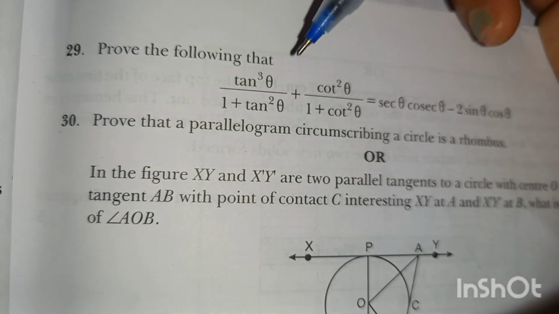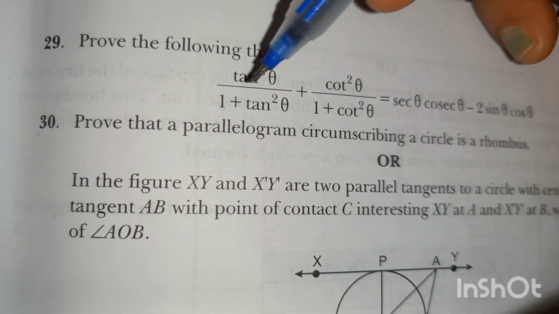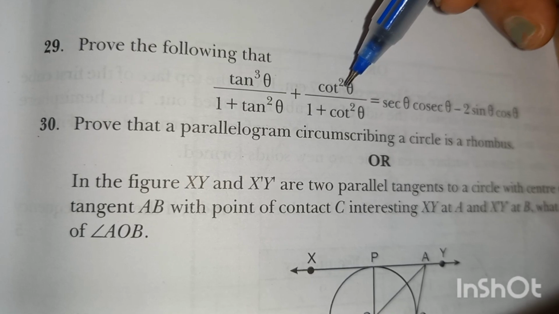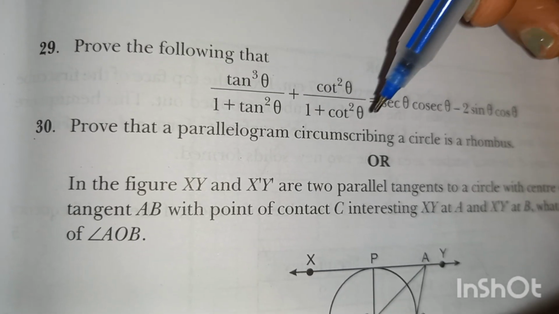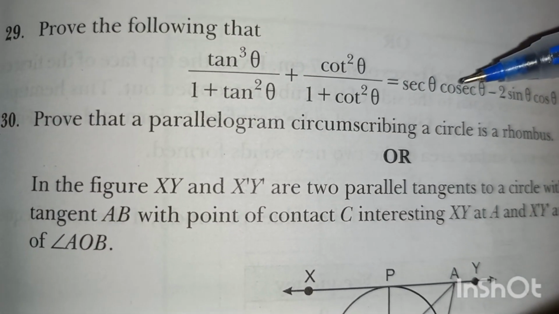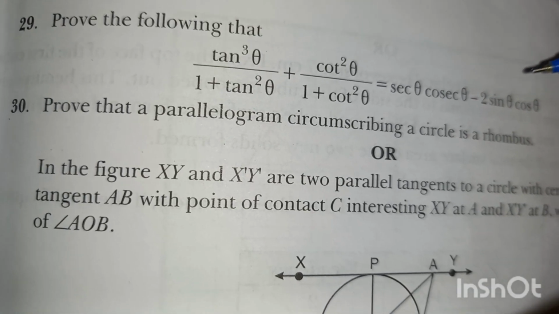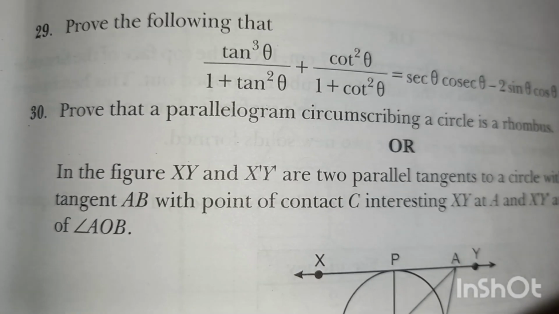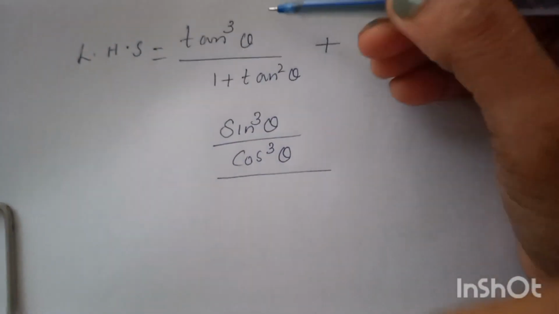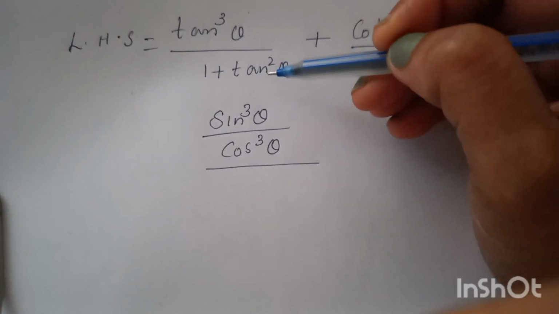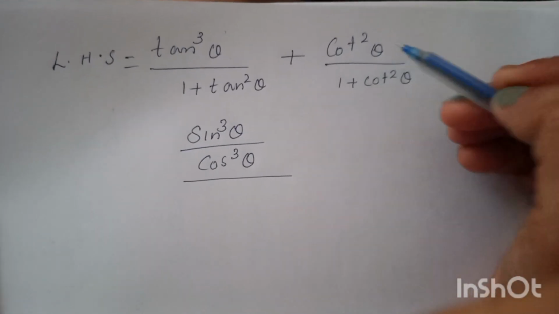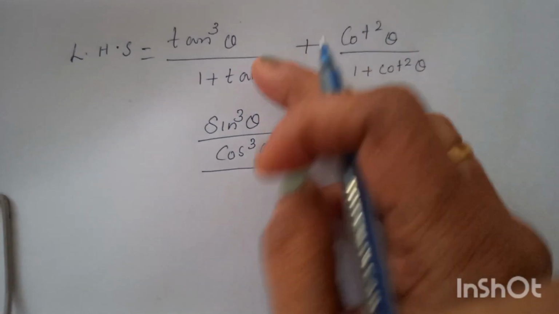Prove the following: tan cube theta divided by 1 plus tan square theta, plus cot cube theta divided by 1 plus cot square theta, is equal to sec theta cosec theta minus 2 sin theta cos theta. Let's do the problem. LHS is equal to tan cube theta divided by 1 plus tan square theta plus cot cube theta divided by 1 plus cot square theta.